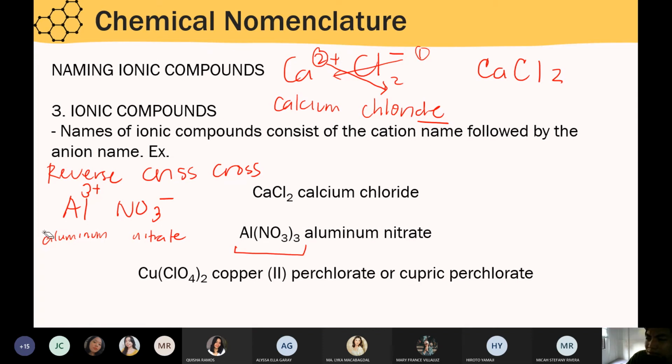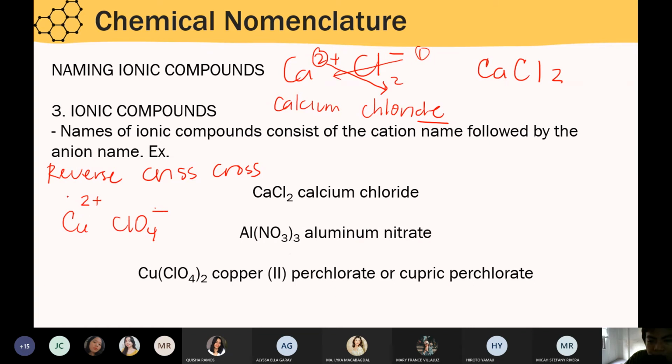How about this one? The next one. Okay, so for the next one, we have this Cu. Okay, so let's do the reverse crisscross. Where did this thing come from? This 2 subscript here came from the copper. Since copper is a metal, it's positively charged. So the 1 subscript for the copper came from the ClO4. Okay, so that's how you reverse crisscross. You determine where this thing came from. So that thing came from copper.